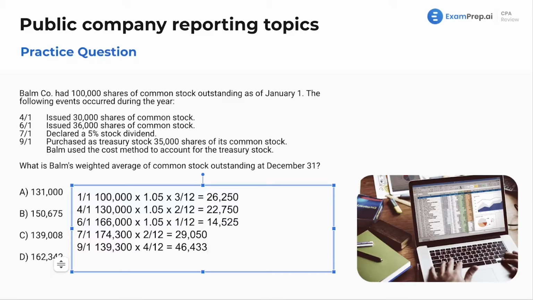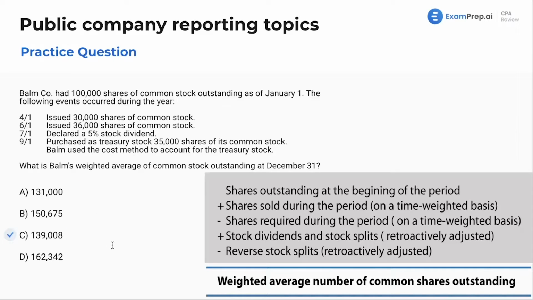Now, if we add up all of these together, our balance on 12/31 is going to equal a grand total of 139,008. Wouldn't you know it, we do have a 139,008 over here. Here's a nice format of our formula here.